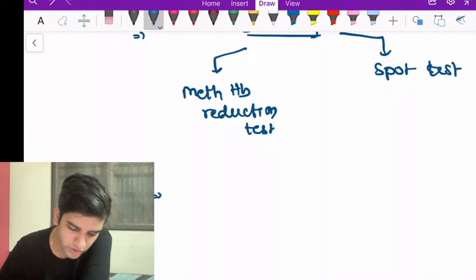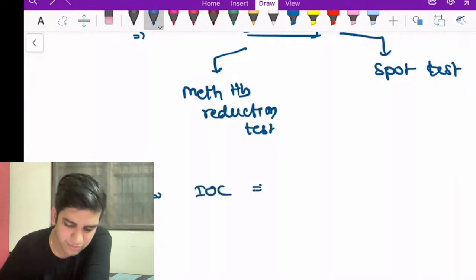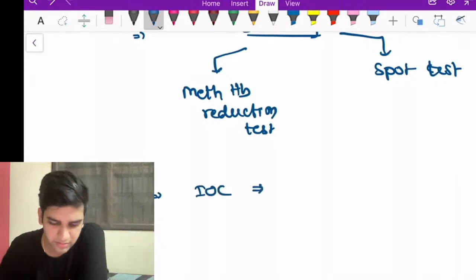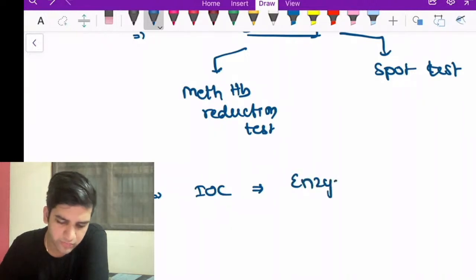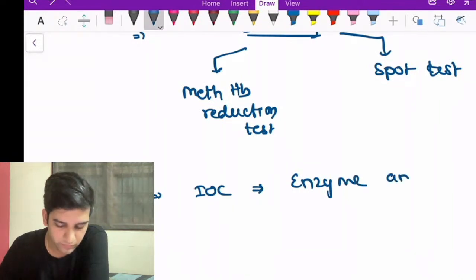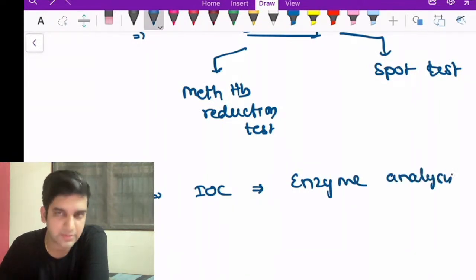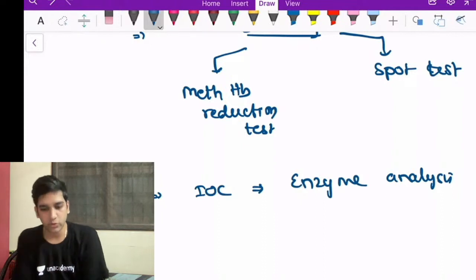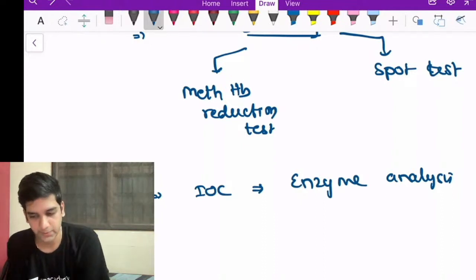And I do have an investigation of choice. It's a simple investigation. It's an enzyme analysis. It's an enzyme deficiency, obviously, so the investigation of choice has to be an enzyme analysis, right? That's simple. Let's have a look at the methemoglobin reduction test.